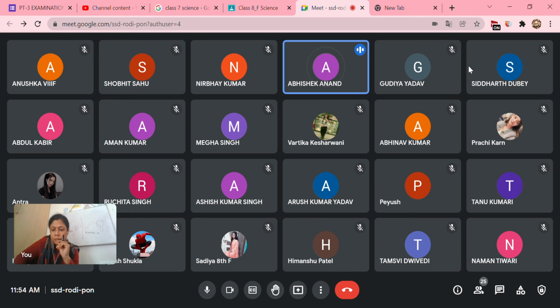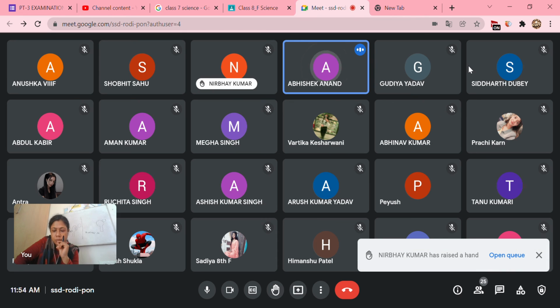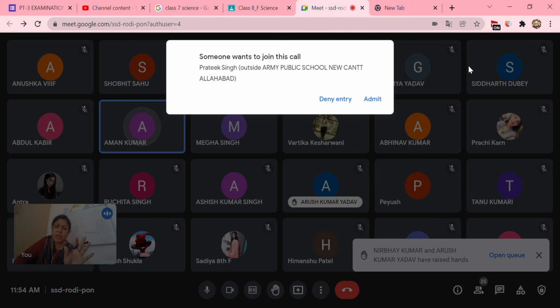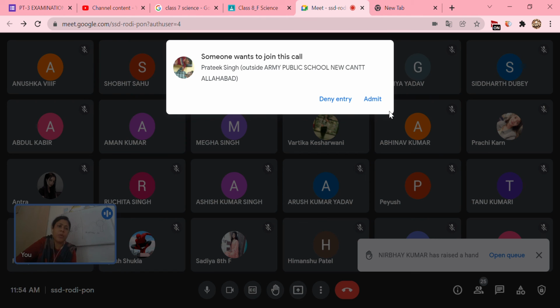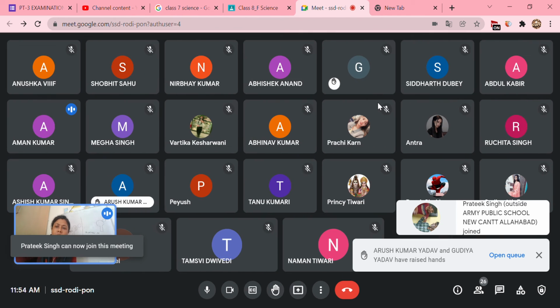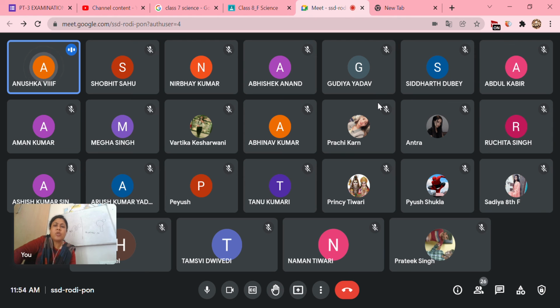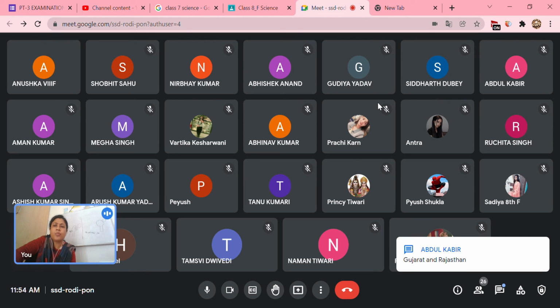Yes, ma'am. List three states in India where earthquakes are most likely to strike. Jammu and Kashmir, Gujarat, and Assam. Mainly, ma'am, Rajasthan and the northeast also. Totally, the northeast is prone to earthquakes.